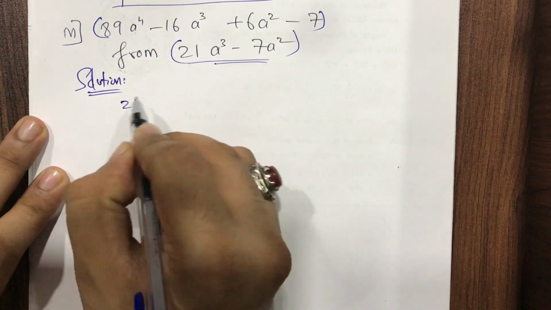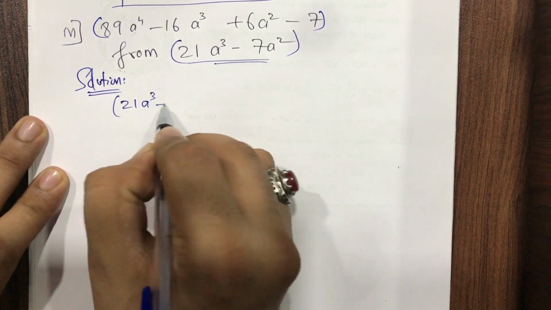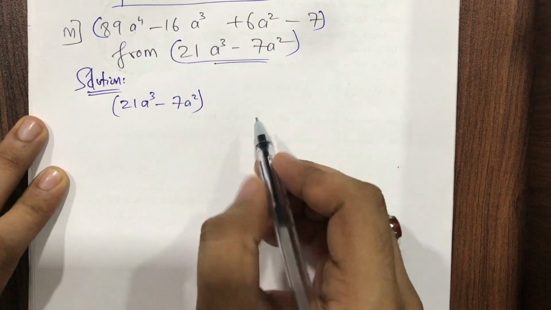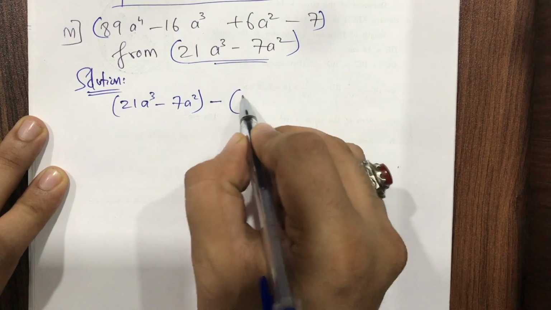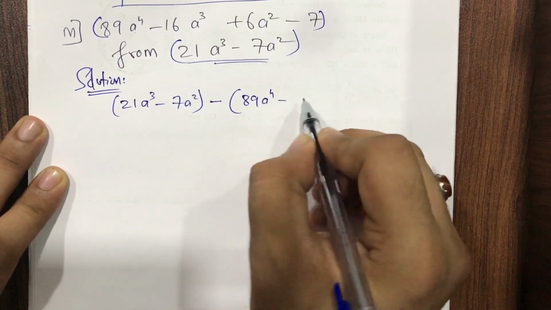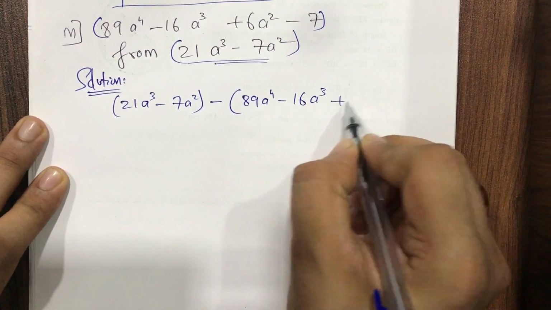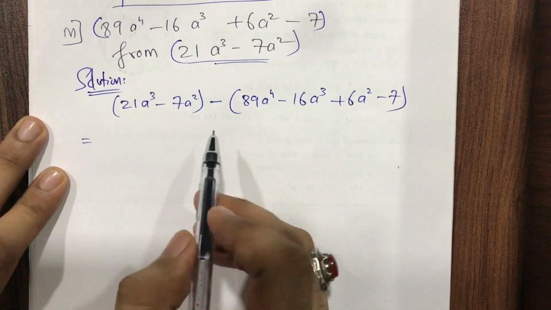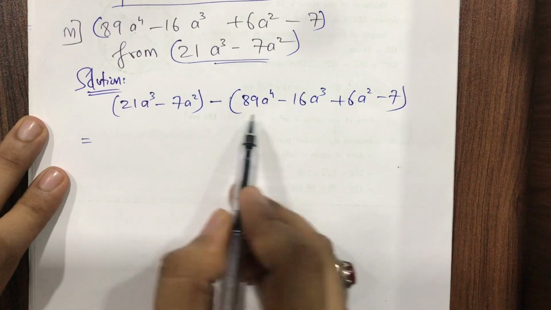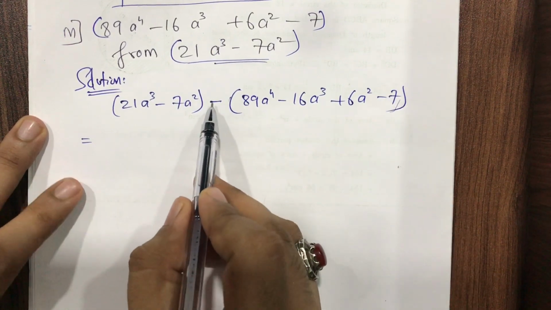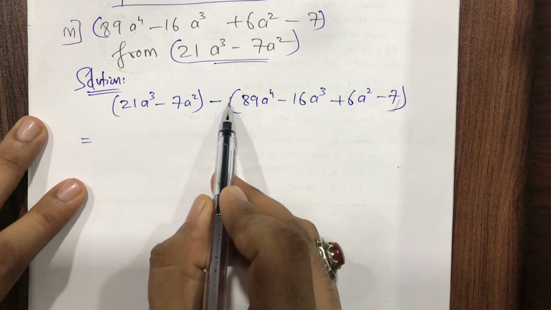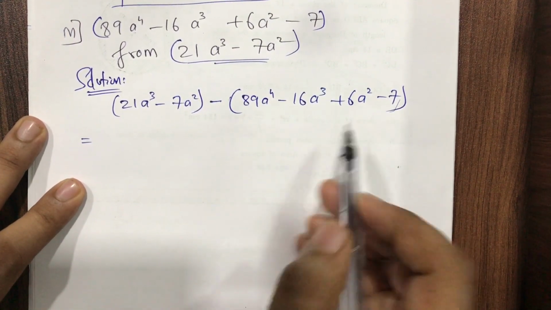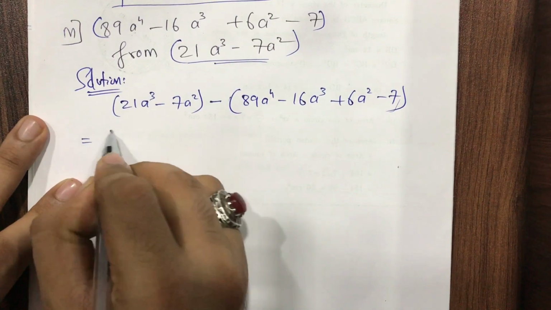First I'll write 21a cube minus 7a square, because from this I need to subtract this bigger polynomial. Minus 89a raised to 4 minus 16a cube plus 6a square minus 7. Be careful, it's compulsory to write the brackets. The reason is that we have a minus sign here, which will change the sign of all the terms of the second polynomial. So now I'll just open up the brackets.